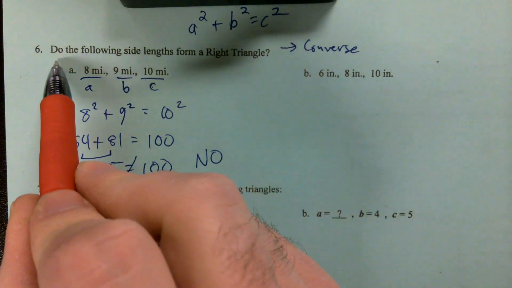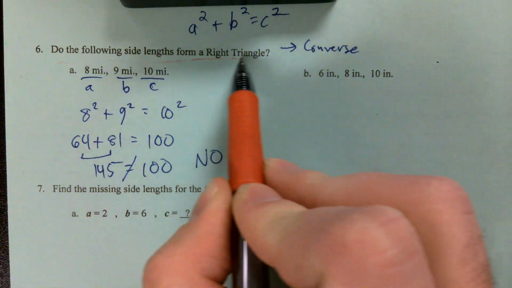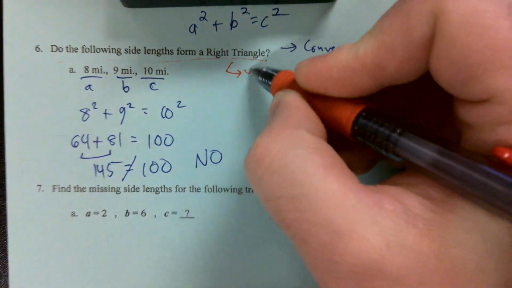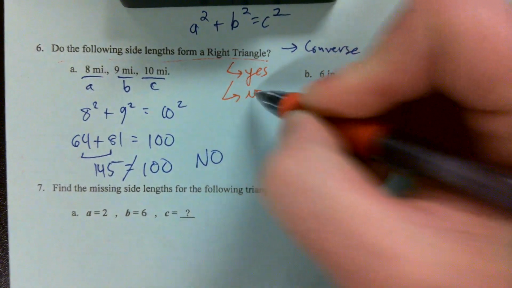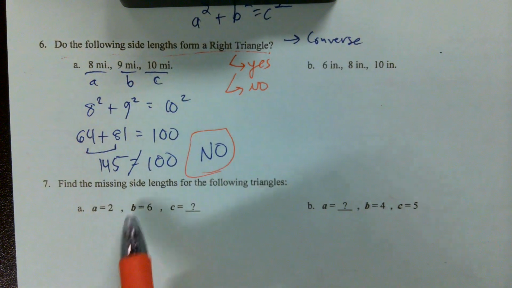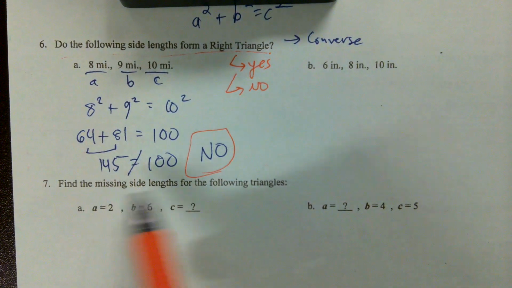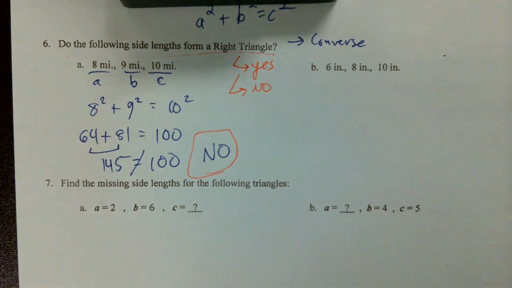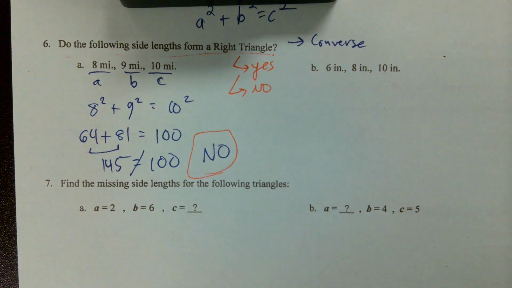Read the question. Do the following side lengths form a right triangle? There are only two possible answers, yes or no. True or false would not be answers to this question. We get a false statement, so the answer is no. They do not form a right triangle.